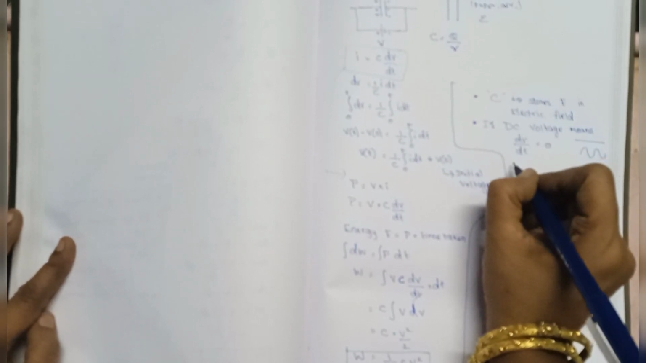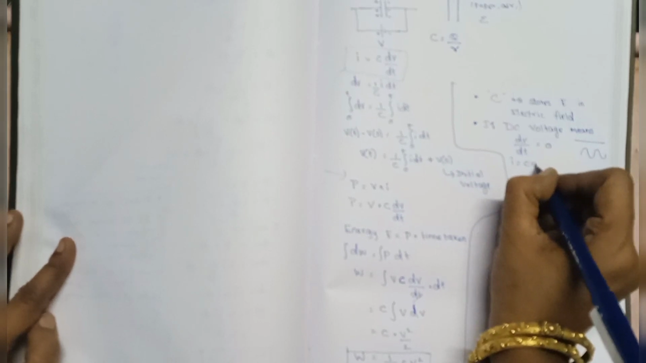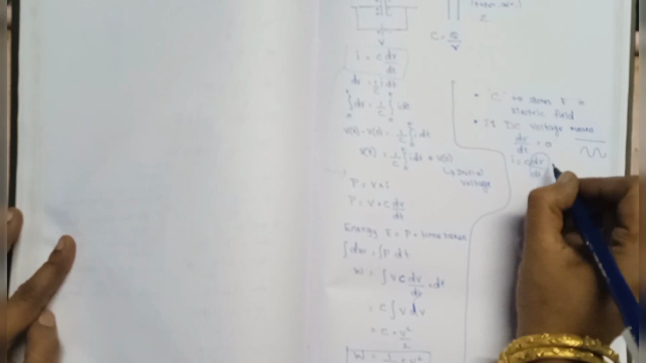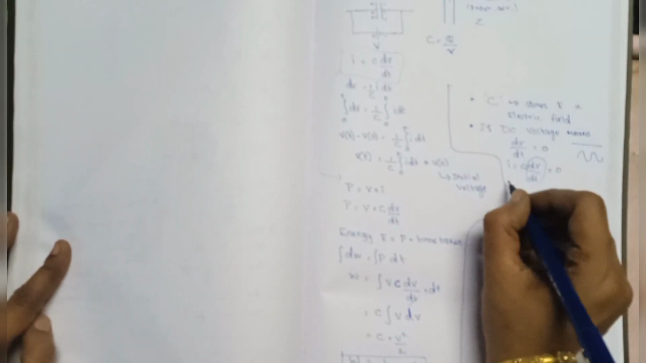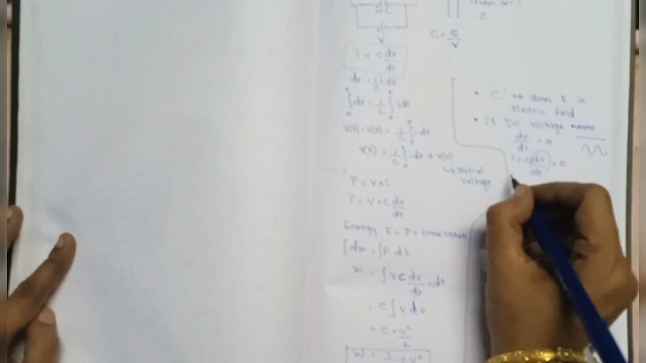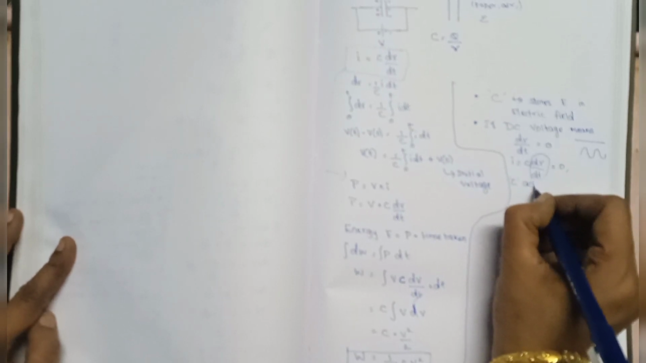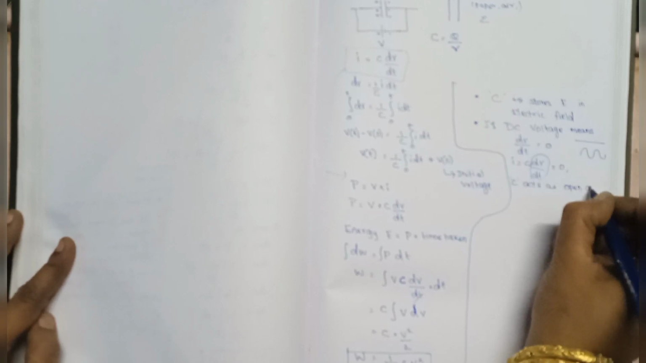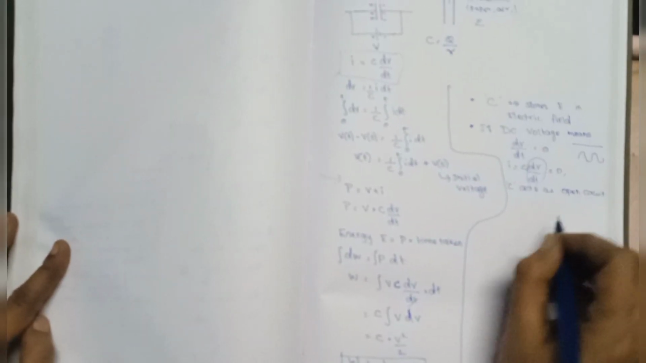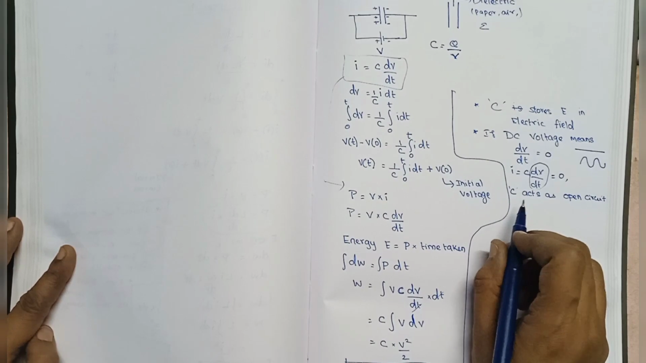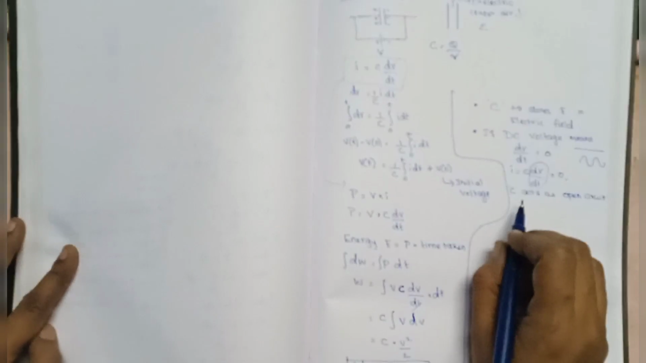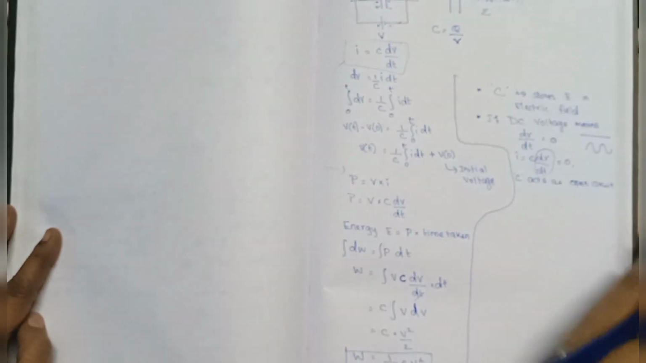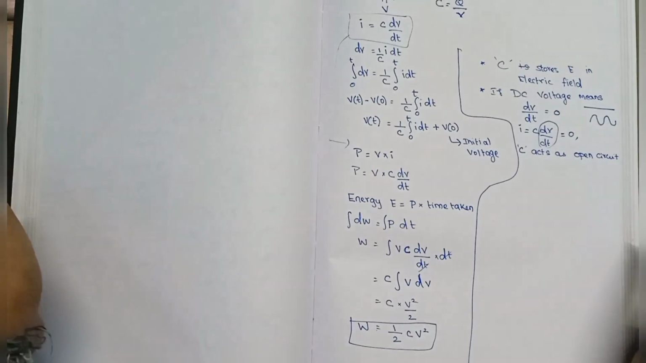If dV by dt is 0, then what about the current? Current I is equal to C dV by dt. If dV by dt is 0, the current is also 0. So current 0 means the capacitor acts as what? Open circuit. If voltage is 0, it means short circuit. Current 0 means open circuit. So the capacitor acts as an open circuit.